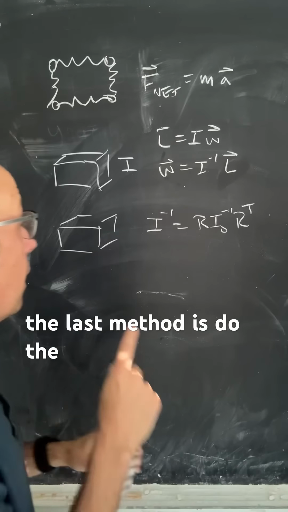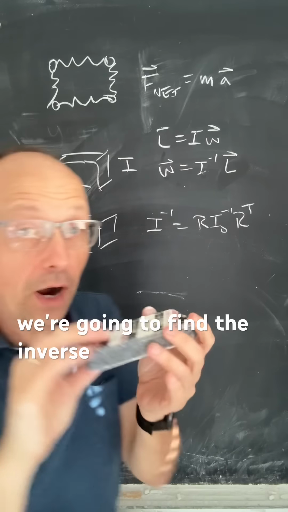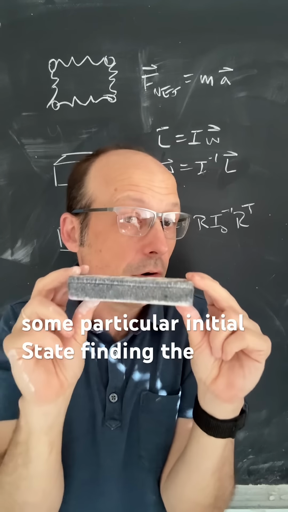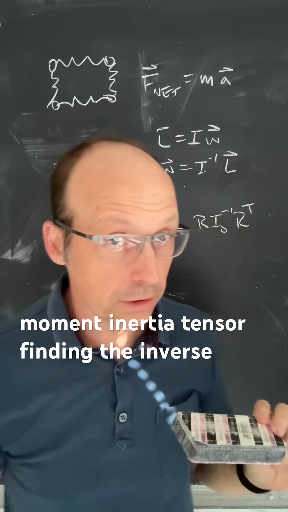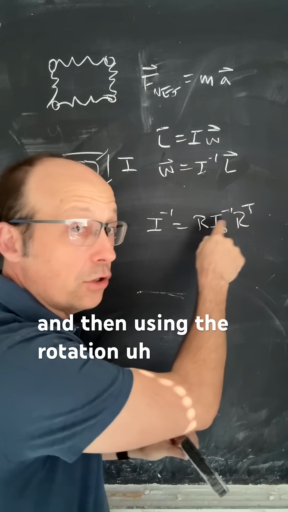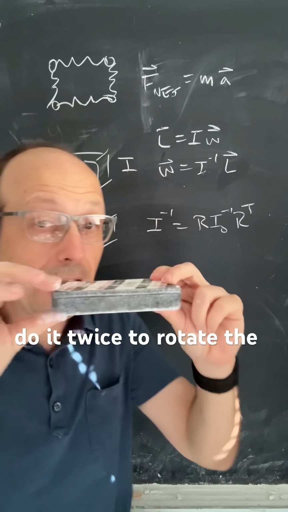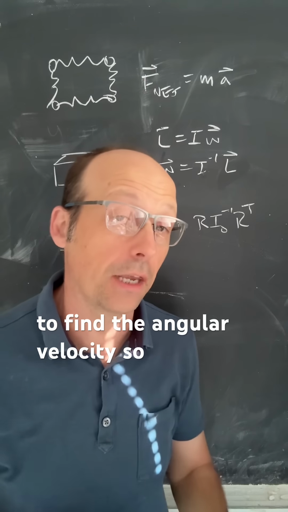That's a problem. The last method is to do the same thing, find that inverse. But we're going to find the inverse by taking the system in some particular initial state, finding the moment of inertia tensor, finding the inverse, and then using the rotation matrix to rotate. You have to do it twice to rotate the inverse of the tensor and then apply that to the angular momentum to find the angular velocity.